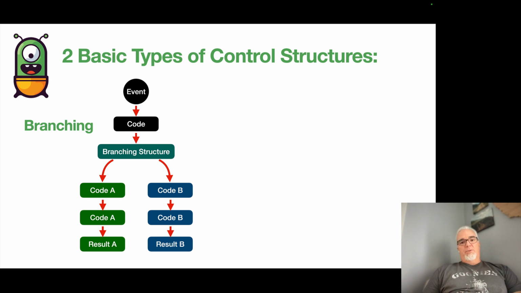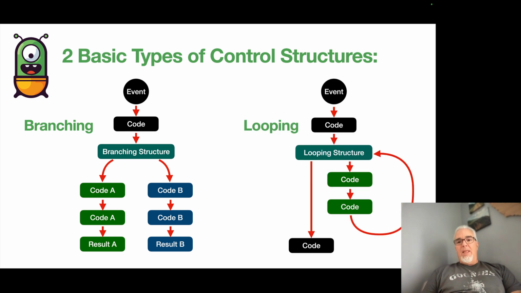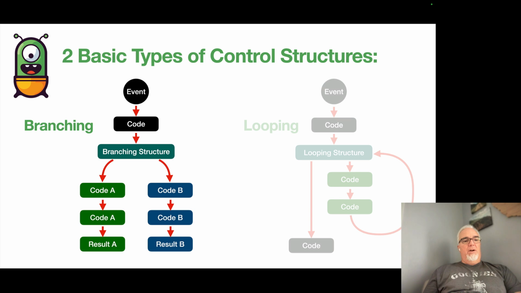The other type of control structure is called looping. In a looping control structure, we actually use a structure that allows us to run the same section of code a certain number of times based on some value in the program or some other factor that we introduce. So looping control structures are useful for a whole lot of things, but we're going to push those to the next module, and we're going to focus today just on branching.